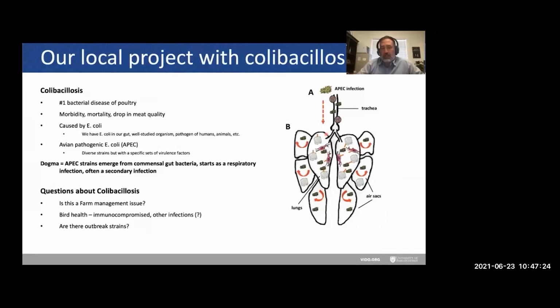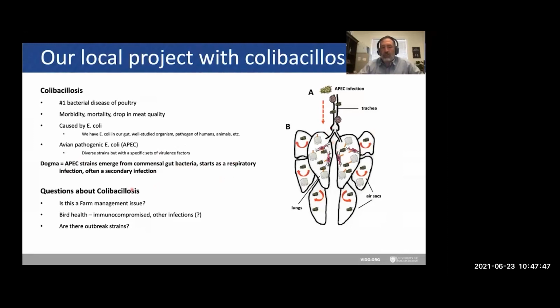And the strains that cause colibacillosis have been characterized as avian pathogenic E. coli. And they're diverse strains, but with specific sets of virulence factors. And the dogma here is that APEC strains emerge from the commensal gut bacteria, so within the chicken itself, and it starts as a respiratory infection, often a secondary infection, just showing here in the lungs.